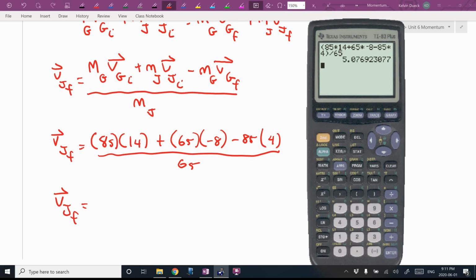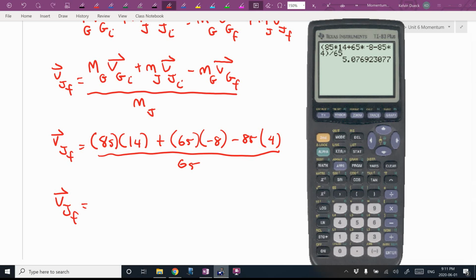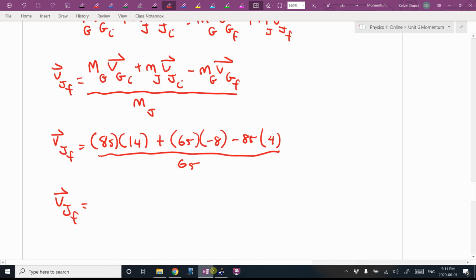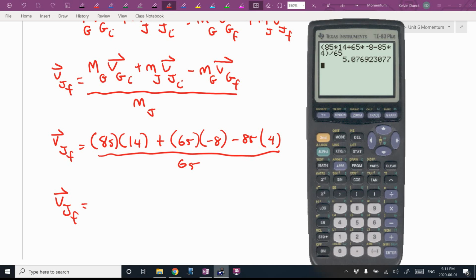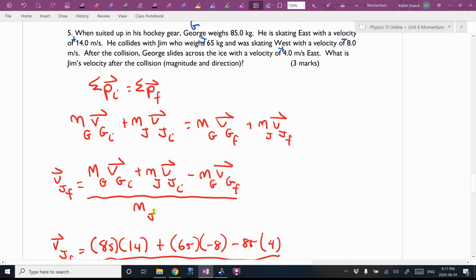collision, George keeps moving forwards, although he slows down from 14 meters per second to 4, and Jim, who was going south, or whatever we're going to call it, gets pushed backwards and ends up going backwards at 5.1 meters per second. I'll go to 3 sig figs. 5.08 meters per second. And I got a positive answer. And so positive means east.